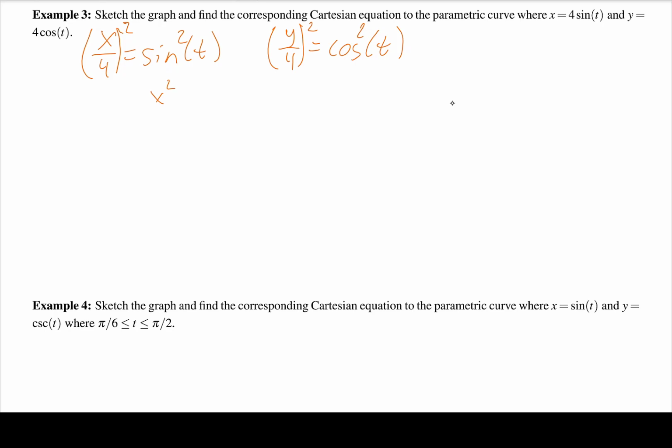So I'll get x squared over 16 plus y squared over 16 equals sine squared plus cosine squared, which is equal to 1. Now I'm going to multiply both sides by 16, and we'll be able to see that this is the equation for a circle with radius 4.